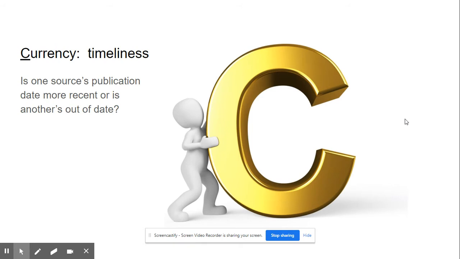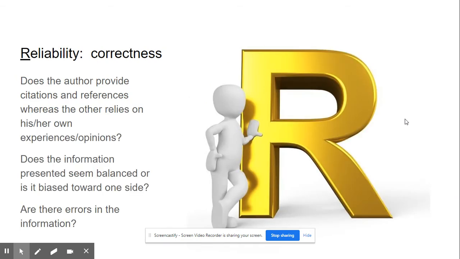The first way is C, currency. This has to do with the timeliness of one article versus another. Maybe one is more recent, whereas another is out of date. R is reliability, or the correctness of the article. So does one author provide citations and references, whereas the other might use his or her own experiences and opinions and rely on biased information?